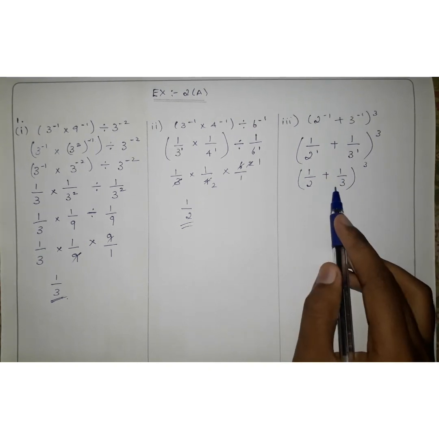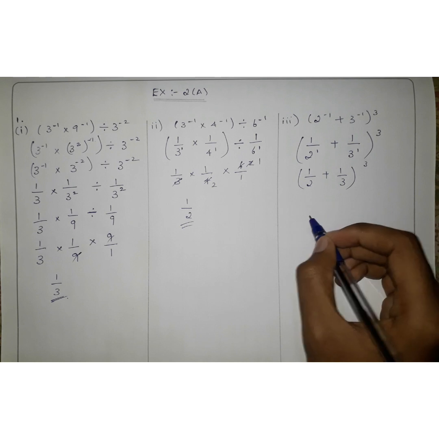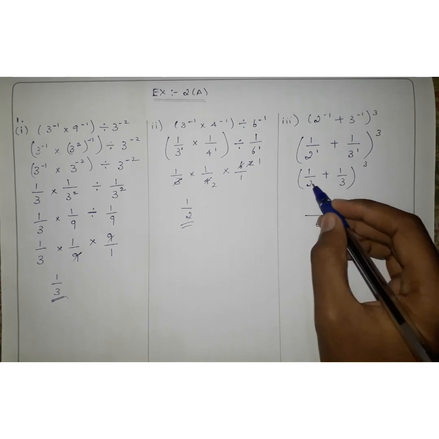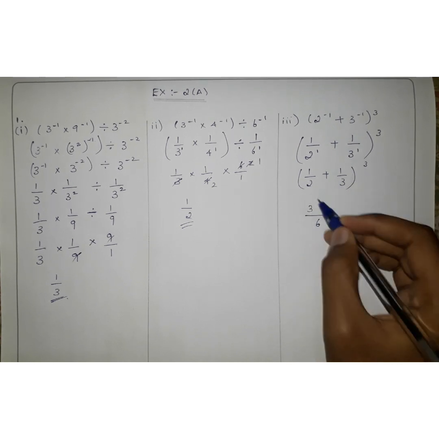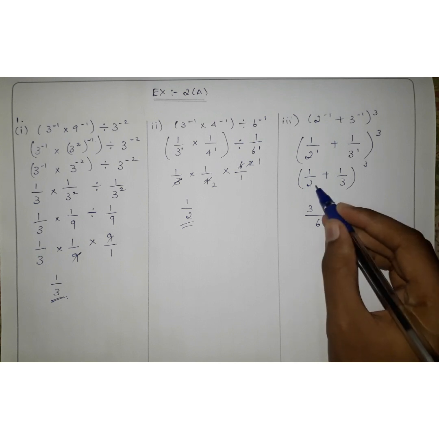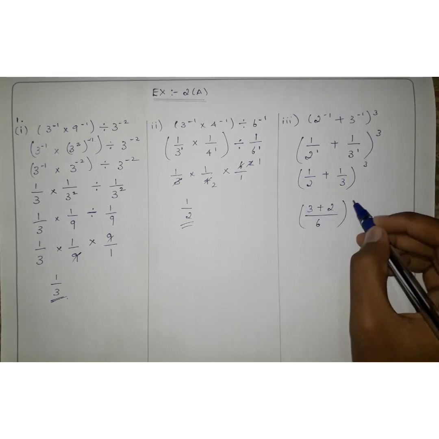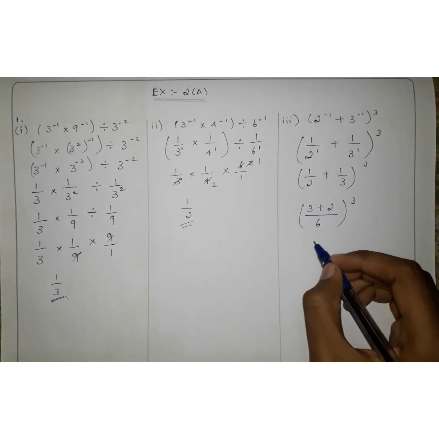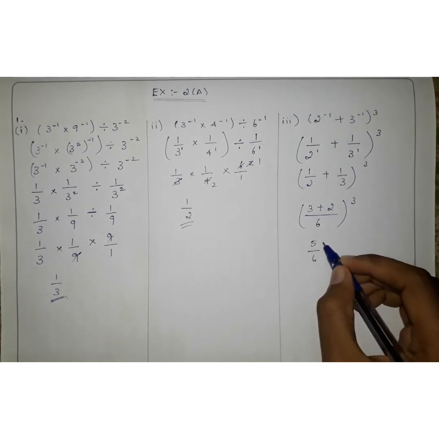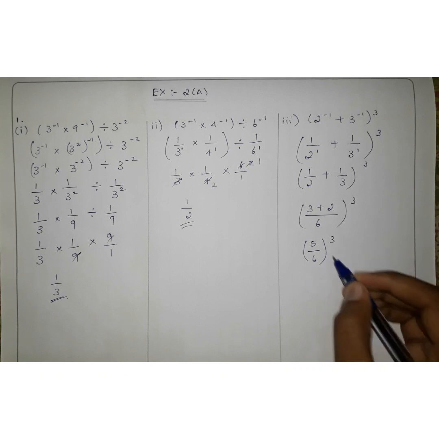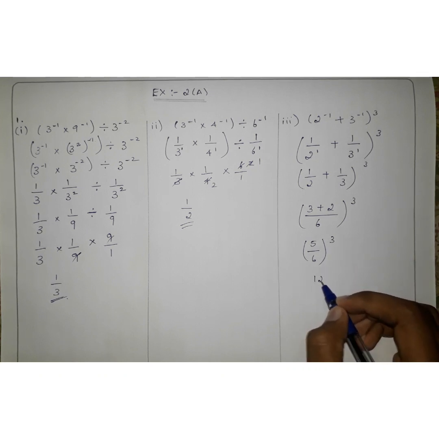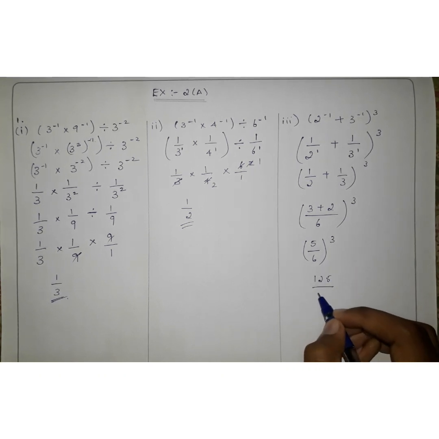So in order to solve this, we need to take LCM. The LCM of 2 and 3 is 6. So now I'll get 3. If I cross multiply, I get 3. Then if I cross multiply here, I'll get 2, whole to the power 3 as it is. So 3 plus 2 is 5 over 6 as it is, whole to the power 3. Now 5 cube is 125 and 6 cube is 216. So this is your answer.